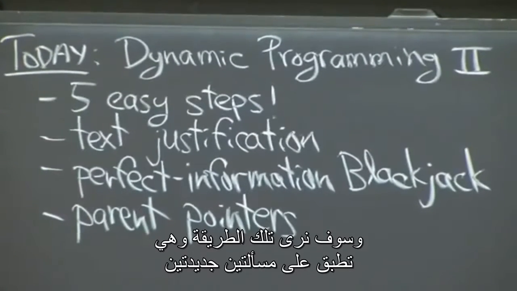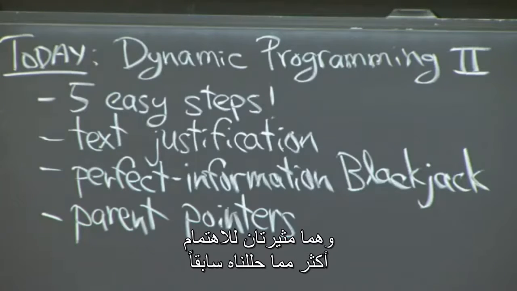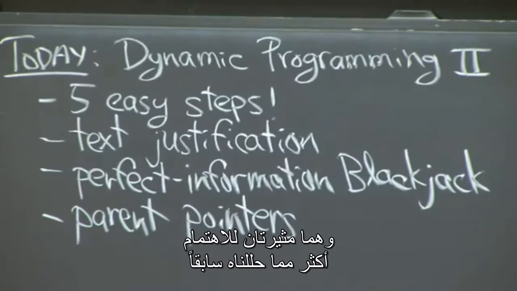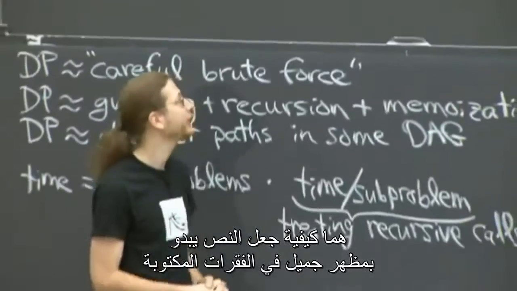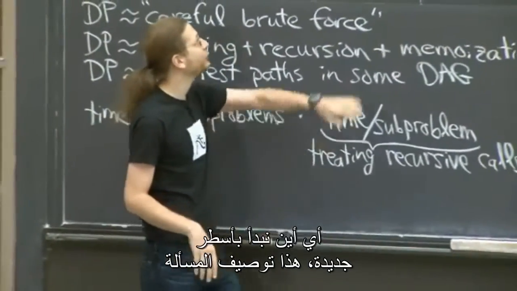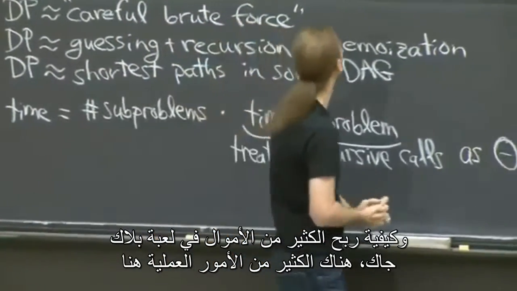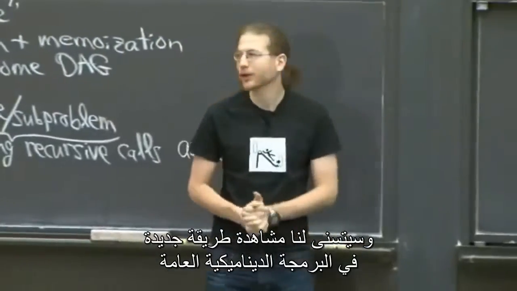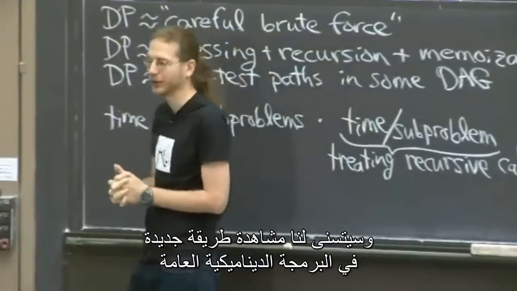And we're going to see that technique applied to 2 new problems, which are much more interesting than the ones we've already solved, namely how to make your text look nice in a paragraph, where to break the lines, that's text justification, and how to win and make loads of money at Blackjack. So lots of practical stuff here, and we're going to see one new technique for general dynamic programming.